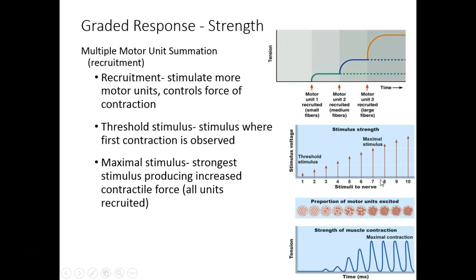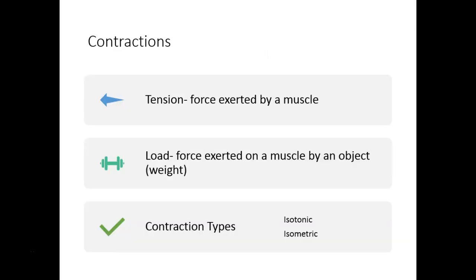But as that stimulus increases and increases, you can see that more and more motor units are being recruited, and you see more and more contraction up until the point where we reach maximal contraction, because we've reached maximal stimulus. All of the motor units are being excited and recruited, and we've reached maximal contraction. That muscle can't contract, can't relax, can't reset, can't respond anymore to the stimulus.